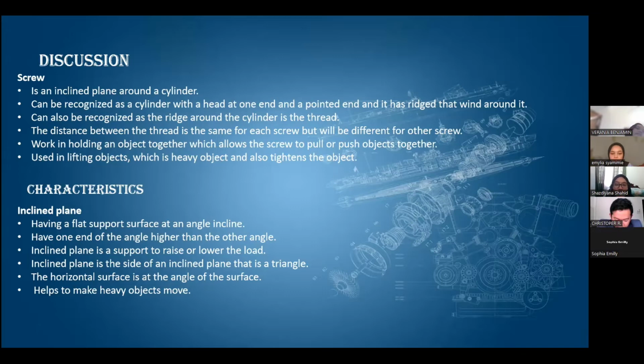The characteristics of this inclined plane, number one, is having a flat surface at an angle in length. Number two, have one end of the angle higher than the other. Inclined plane is a support to raise or lower the load, and the side of the inclined plane is a triangle. The horizontal surface is at the angle of the surface, and this inclined plane helps to make heavy objects move.